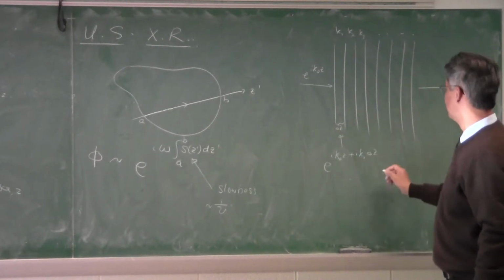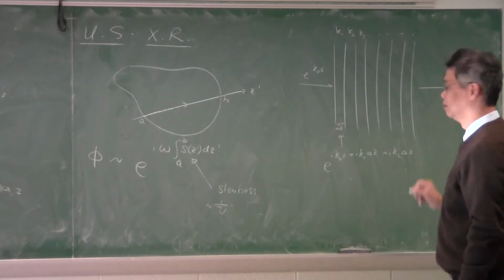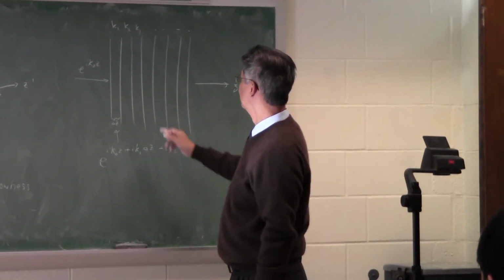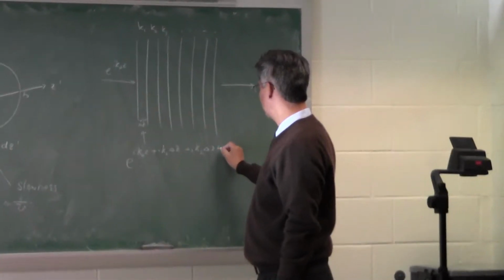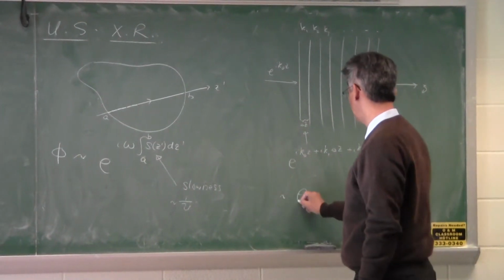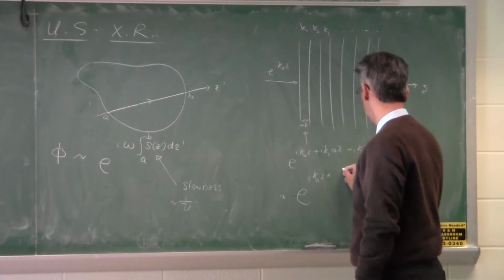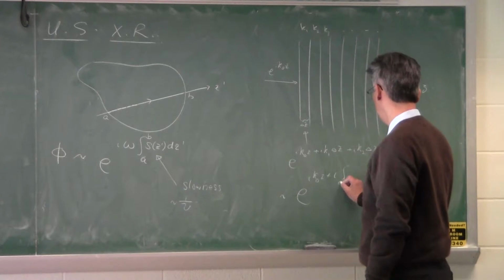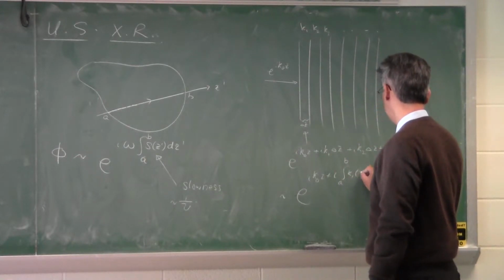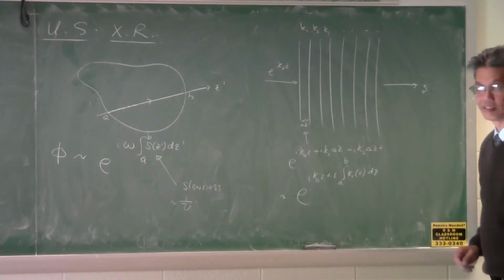And then if it goes through the second layer, the phase that accumulates will be K2 delta Z, and so on. And then you keep accumulating the phase in this manner. Okay, so finally this becomes something like either e^(iK0Z) plus i(K1Z) and so on. So you get this physical picture.